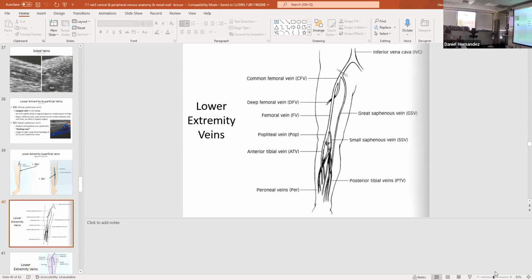So is the common femoral vein considered the thigh, or is that considered the groin? You're up in the groin. Yes, you're up in the groin. Femoral, deep femoral vein. Your GSV is going to be medial.